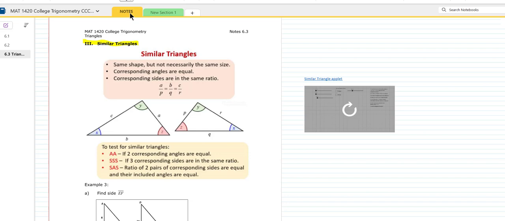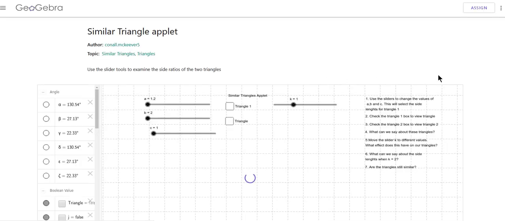If all three corresponding sides are in the same ratio, then we have a similar triangle. And if we have two sides and the angle in the middle of those two, and the sides are in proportion and the corresponding angle is equal, then you would also have a similar triangle. So I'm going to open up this applet, excuse me, and look at this.